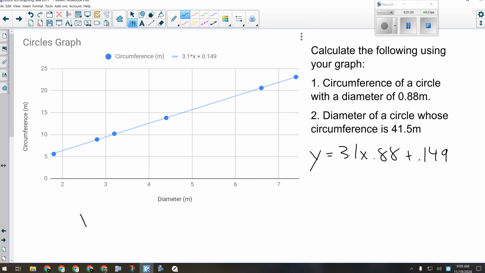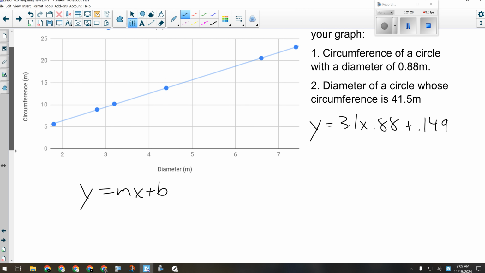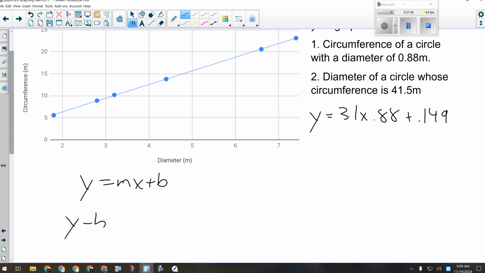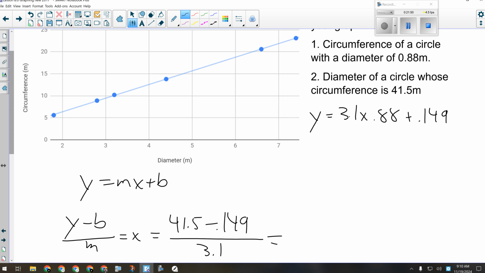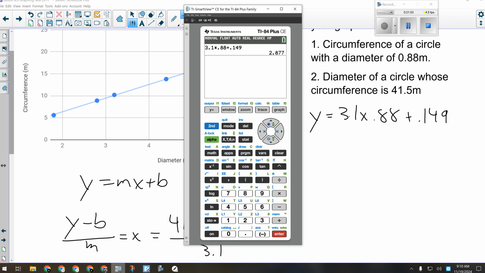That means I have to manipulate the equation. So y equals m times x plus b, right? To manipulate for x, I'm going to subtract b from both sides, and then I'm going to divide by m, and that will leave me with x. So I'll have 41.5 meters, that is a really big circle, minus 0.149, which is really small by comparison, and then I'm going to divide that by the slope that I had, 3.1, and that should give me my diameter. So 41.5 minus 0.149.